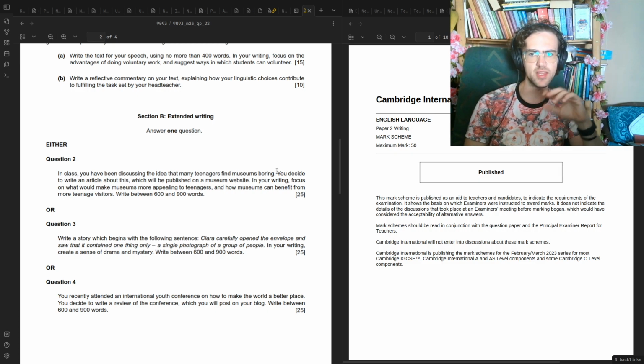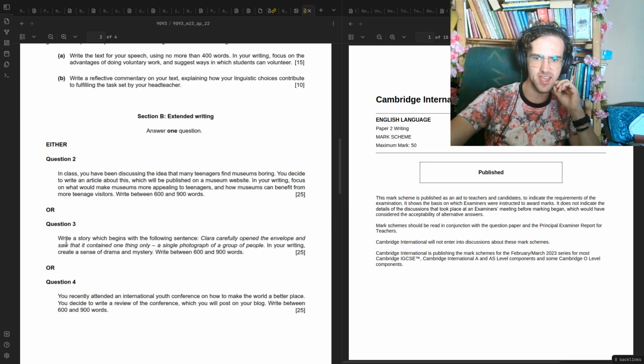So if we look at the type of article, it is going to have elements of persuasion, but it needs to be very engaging, because if you are writing an article about museums being uninteresting to teenagers, and you make your article uninteresting and boring, you have not achieved the purpose. Does that make sense?